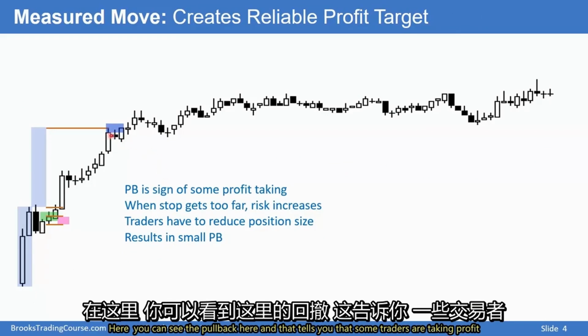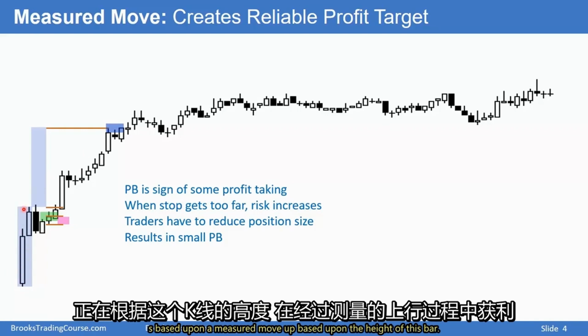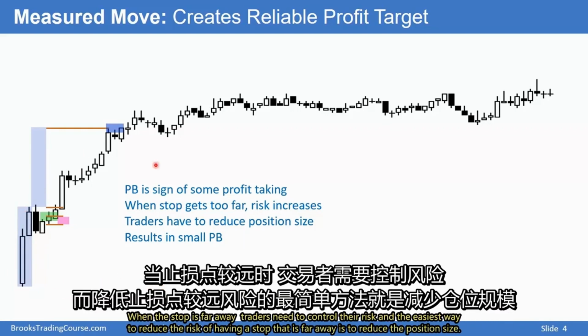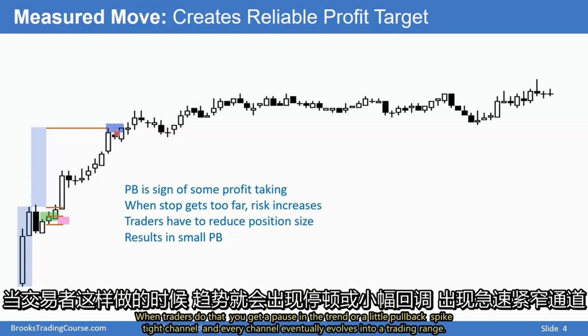You can see the pullback here, and that tells you that some traders are taking profits based upon a measured move up based upon the height of this bar. When the stop is far away, traders need to control their risk, and the easiest way to reduce the risk of having a stop that is far away is to reduce the position size. And when traders do that, you get a pause in the trend or a little pullback.